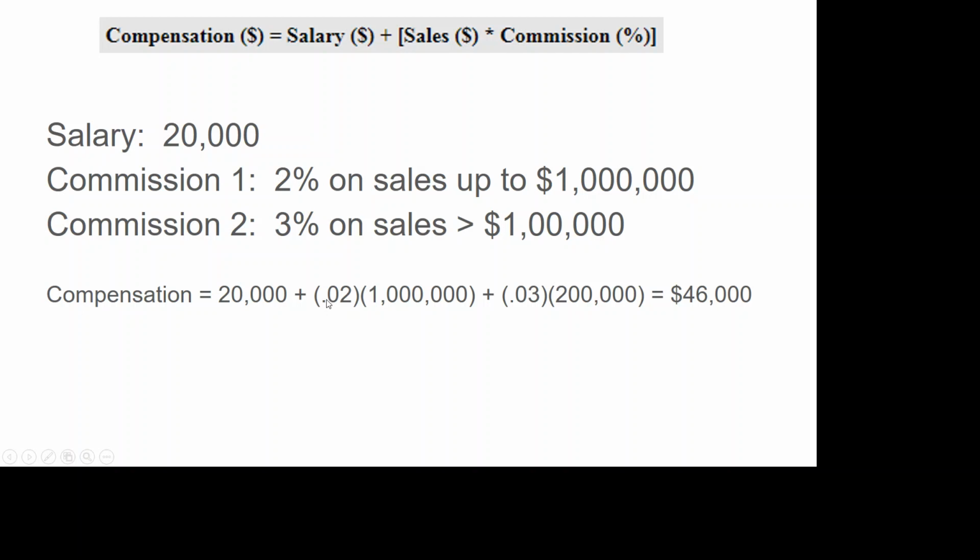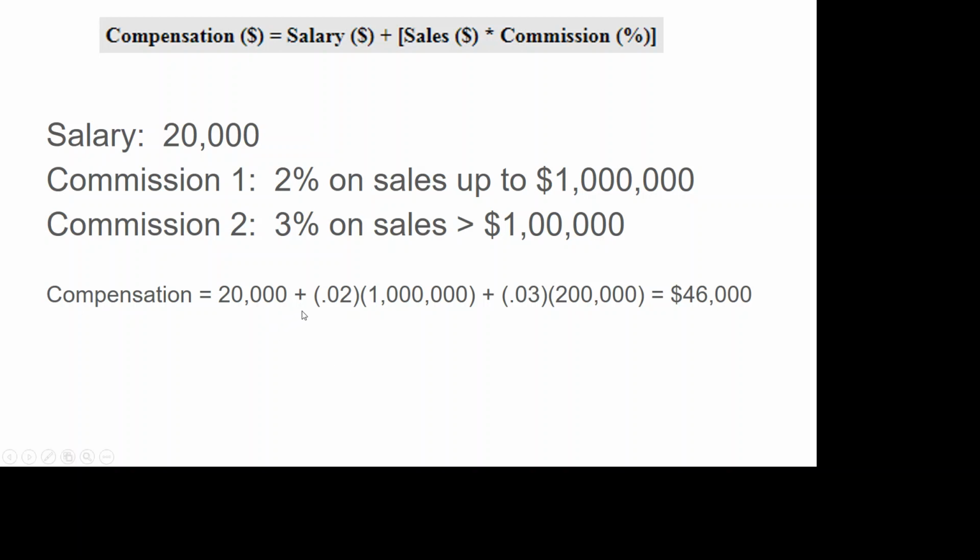Flat fee plus the commission, which is actually in two components. The first component is sales up to a million, and the second commission is sales over the million. So if this person sold $1.2 million in sales, this is what the compensation would look like. 2% of the first million, 3% of the last 200,000, add those together, add it to the flat rate of 20,000, and you get a total compensation of $46,000. So it could be good, could be bad, depending on the context and the industry and the workload and all those types of things.